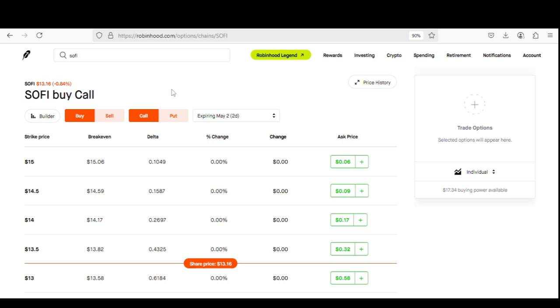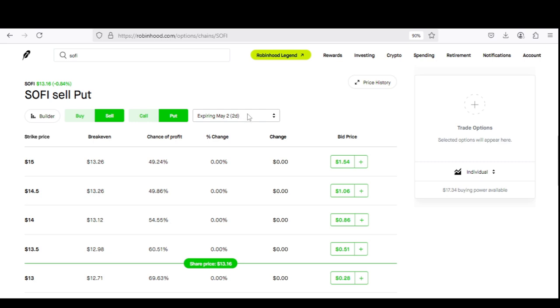Okay, so now we have those facts about SoFi. Yes, I stress facts because I just showed you. Now we're going to go ahead and implement the strategy. So we're going to go now to sell and we're going to go to put, because what we're actually going to be doing is selling puts.